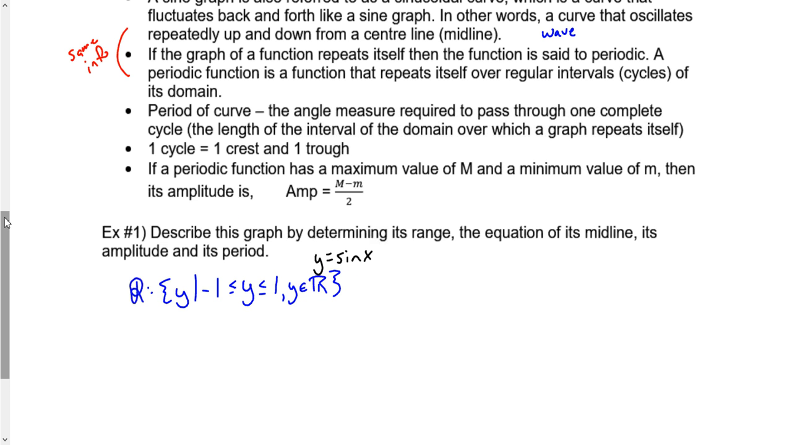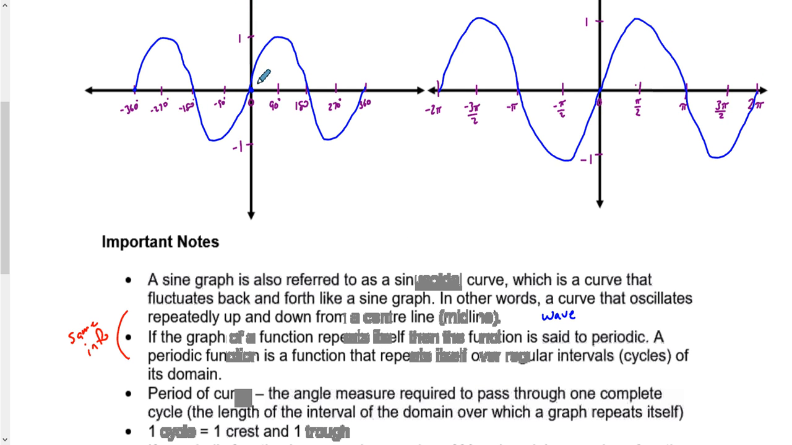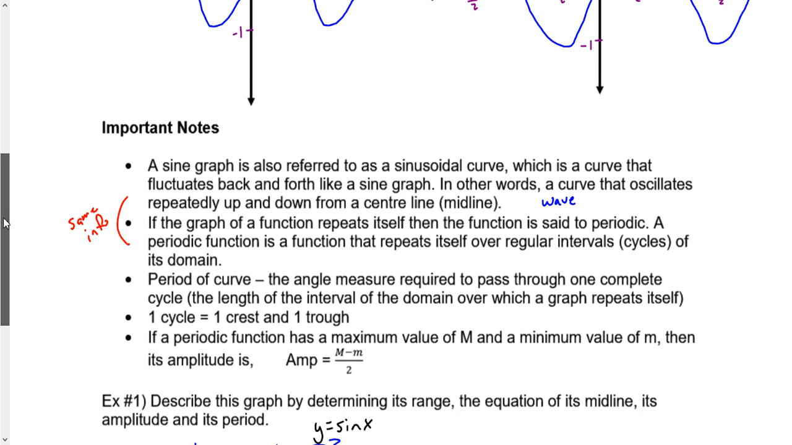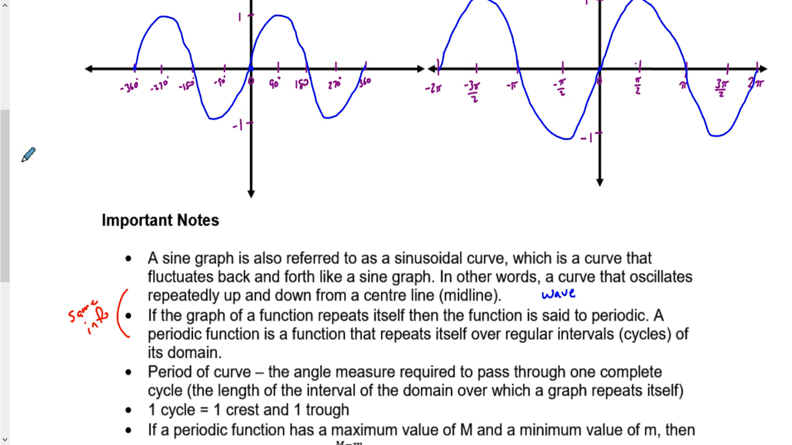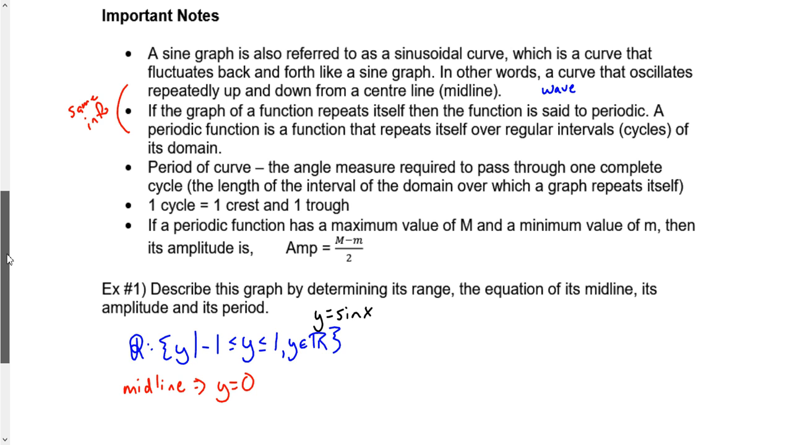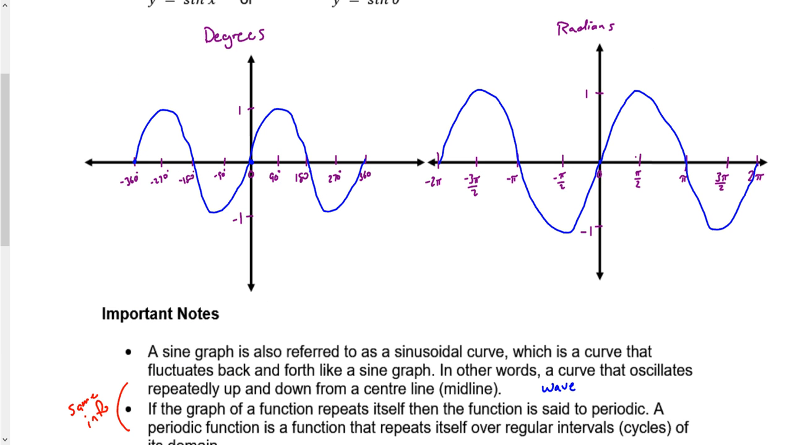The midline, you can see the middle line that cuts this graph in half is the x-axis. And because of that, it means that it has an equation of y equals 0. Because all along the x-axis, y equals 0. The amplitude. So as we had talked about in a previous section, our amplitude is measured from our middle to its highest point, or from the middle to its lowest point. And in this case, it's 1.